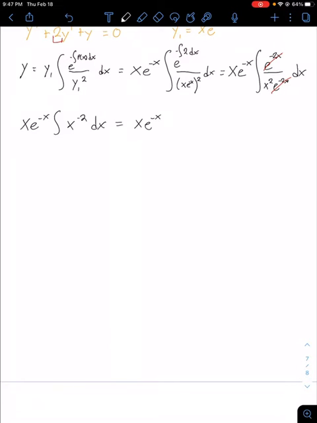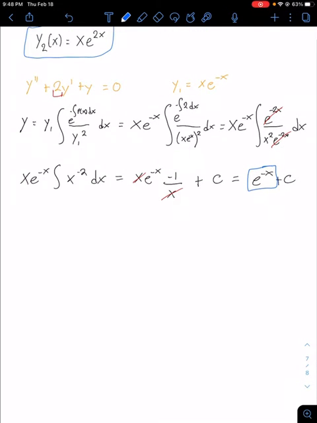X to the negative 2 integrated is going to be x to the negative 2 plus 1 divided by negative 2 plus 1. So it's simply going to be negative 1 over x plus some constant c. So the x's cancel out, and we're simply left with e to the minus x plus c. And because we used the shortcut formula, this is y sub 2. Y sub 1 is already given to us, x times e to the minus x.